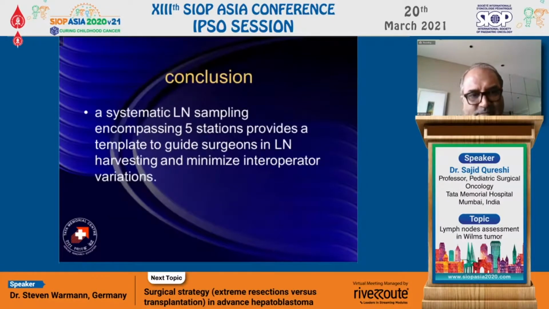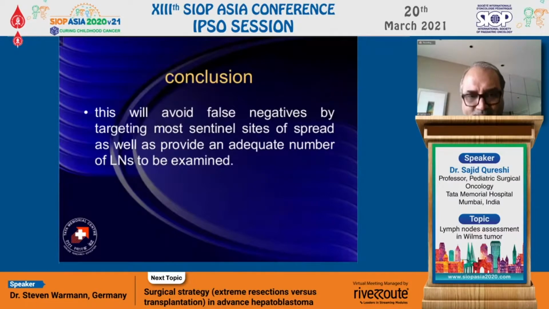So to conclude, systematic lymph node sampling involving 5 stations provides a template to guide the surgeon in lymph node harvesting. And this will minimize the inter-operator variation. Each person knows which station has to be sampled. A minimum of 5 lymph nodes is assured. This will avoid false negatives, because you may target only the hilar node, but lymph nodes at other sites may be present. So the sentinel site of lymph node involvement will be identified. And more importantly, you have enough lymph nodes to be scanned by the pathologist.